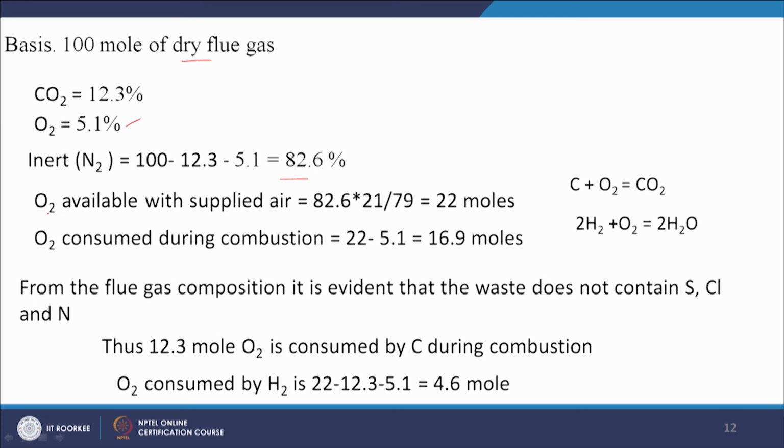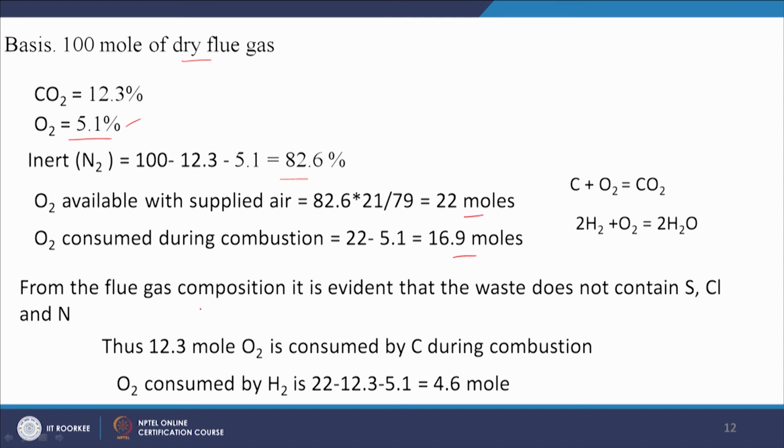So, what was the oxygen available with the supplied air? Considering 21% oxygen and 79% nitrogen, it is 21 by 79 into 82.6 moles, which is equal to 22 moles. Then oxygen consumed during combustion is equal to how much? The 5.1 moles is our additional oxygen which is available as excess. So, 22 minus 5.1, that is 16.9 moles, was consumed during the combustion.